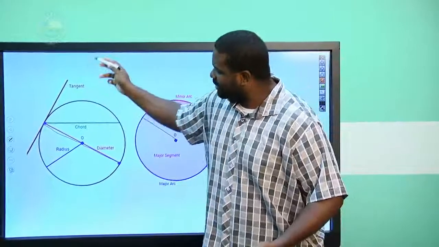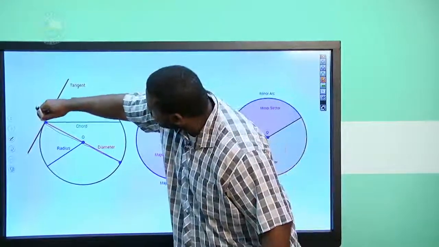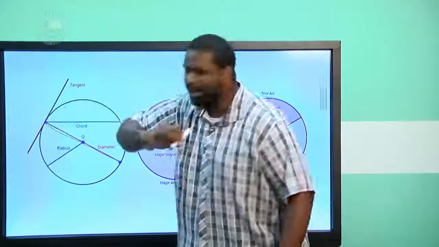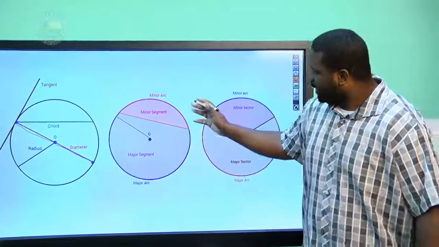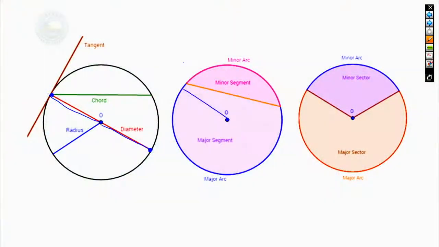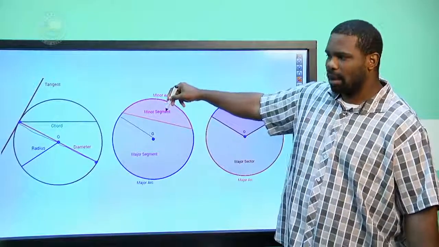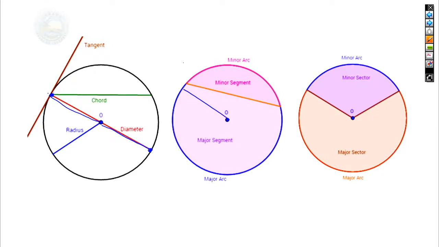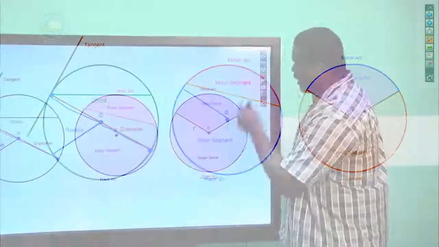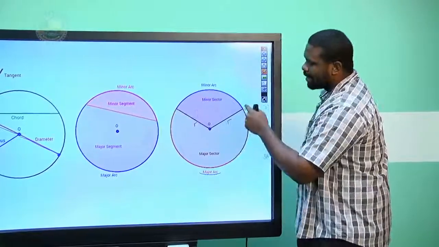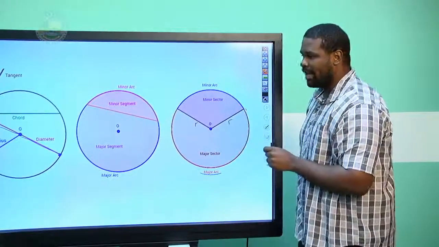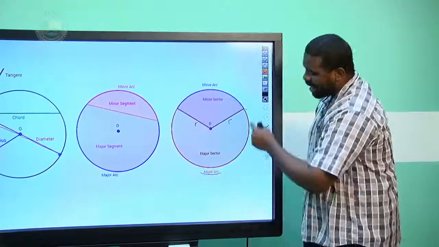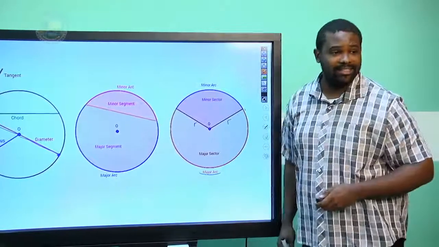And over here, we have the tangent because it only touches the circle at one point. Here, we have segments because this is a chord. So up here, we have the minor segment because it's smaller. And down here, we have the major segment because it's larger. And over here, we have the sector. If it's between two radii and the minor arc, it's called the minor sector. And if it's between two radii and the major arc, it's called the major sector.